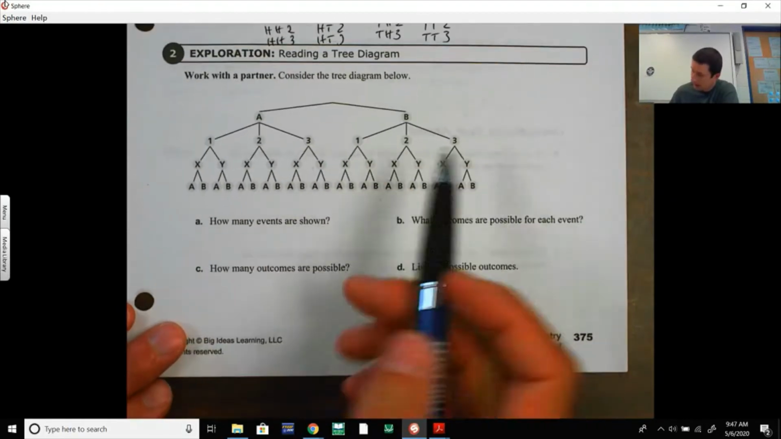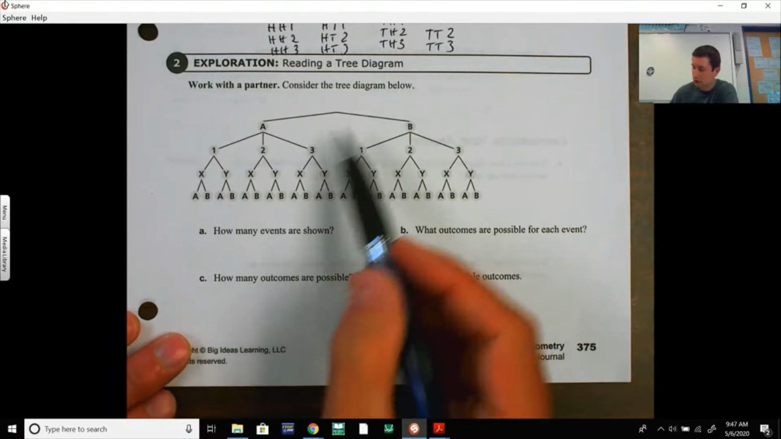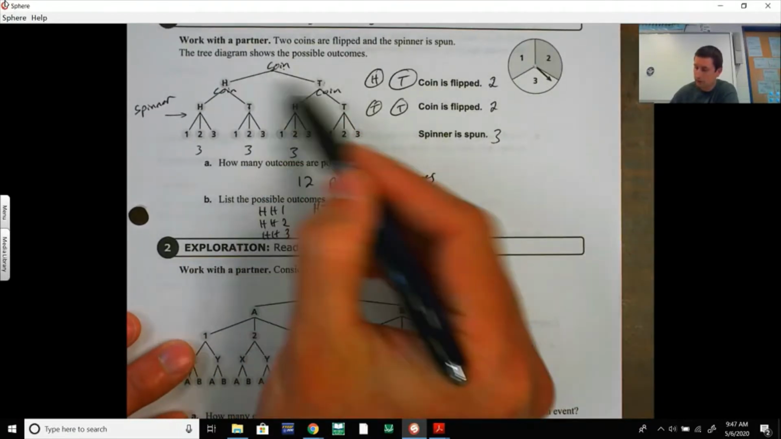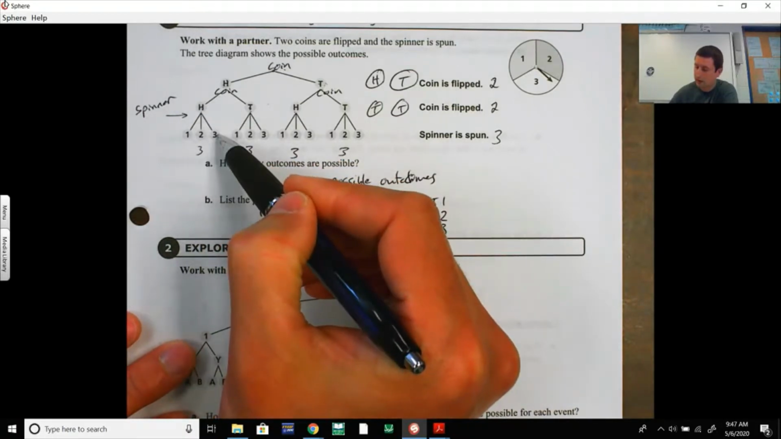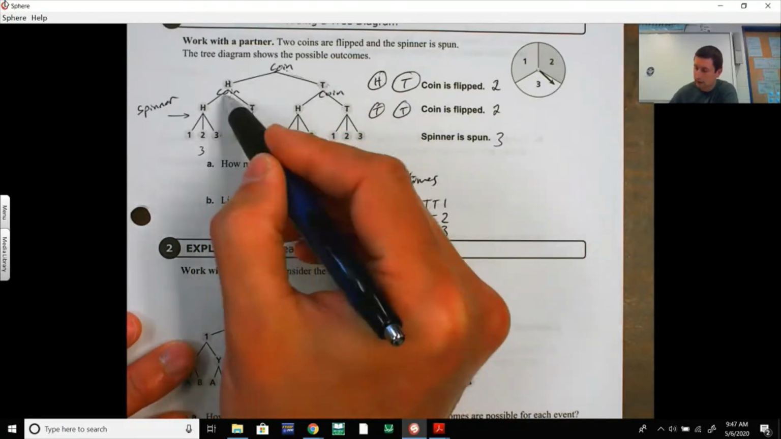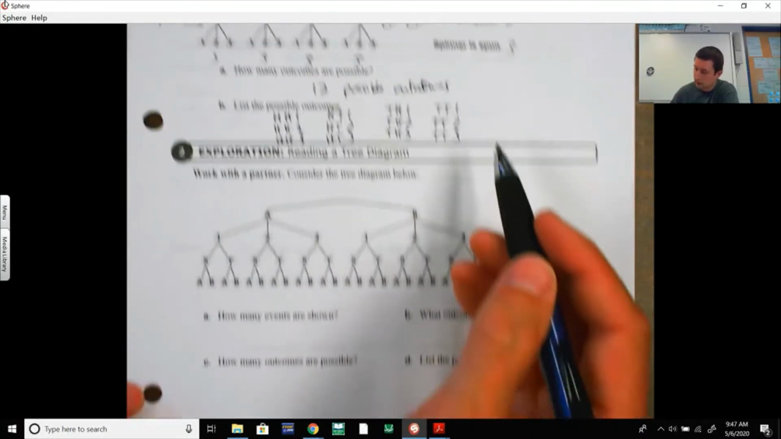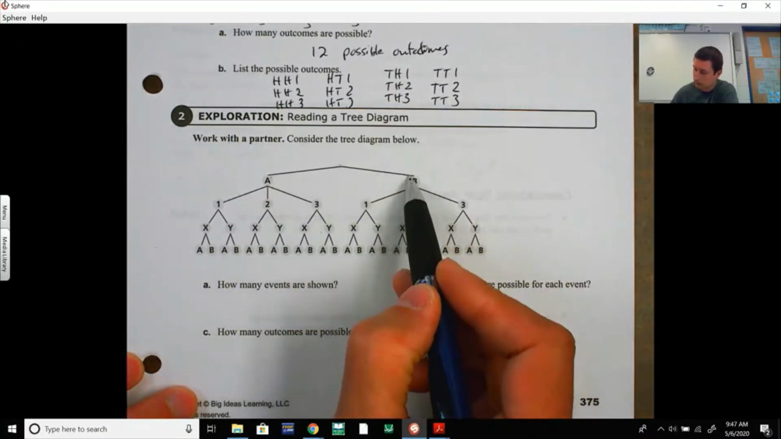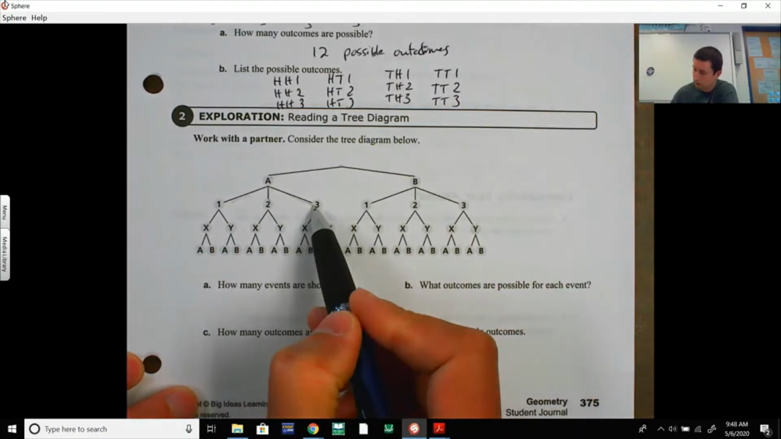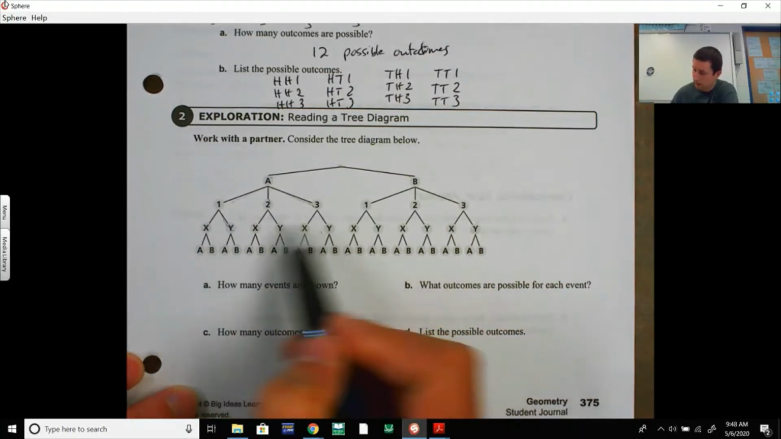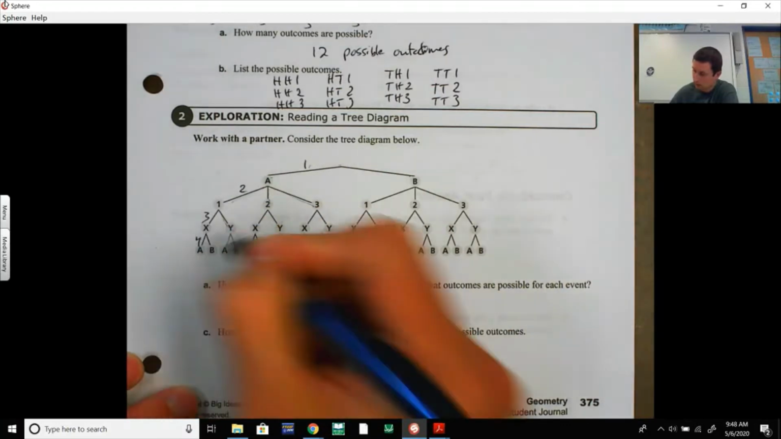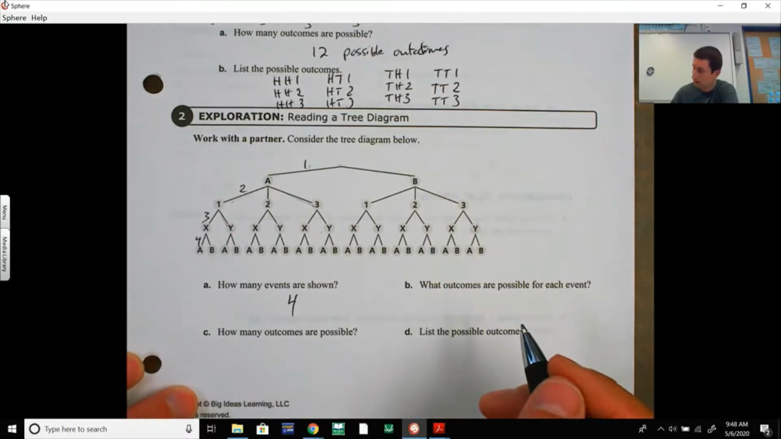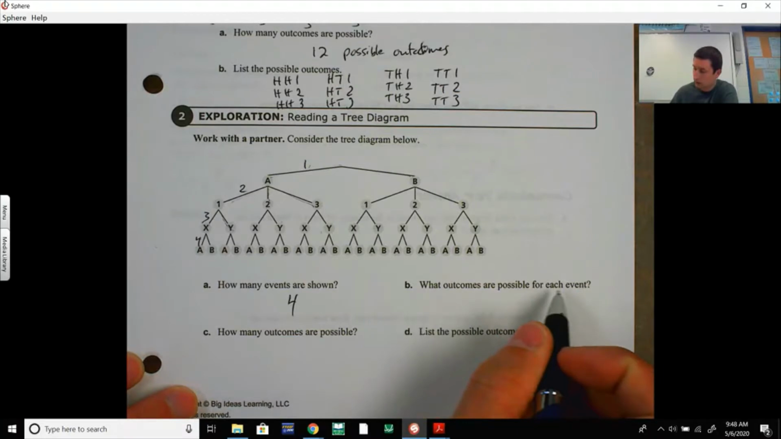So here, how many events are shown? They just show you the tree. Now remember, back up here, the coin was flipped, and here are the 2 results. Another coin is flipped, here are the 2 results. The spinner spun, here are the 3 results from that. So each set of lines represents an event. So here we have a coin being flipped. There's 1 event. We have a spinner. We have an X and a Y, and then we have an A and a B. So we have 1, 2, 3, 4 events being shown there. 4 events. What outcomes are possible for each event?